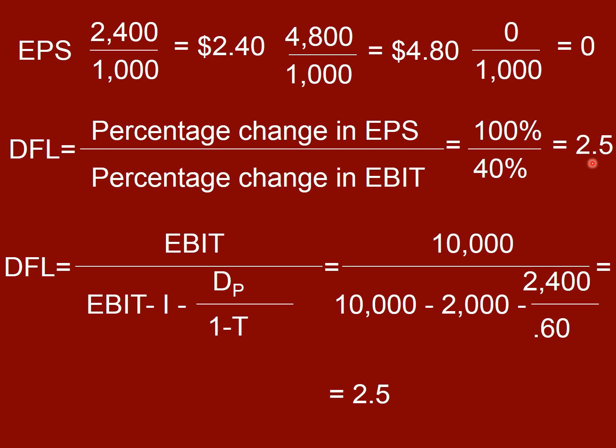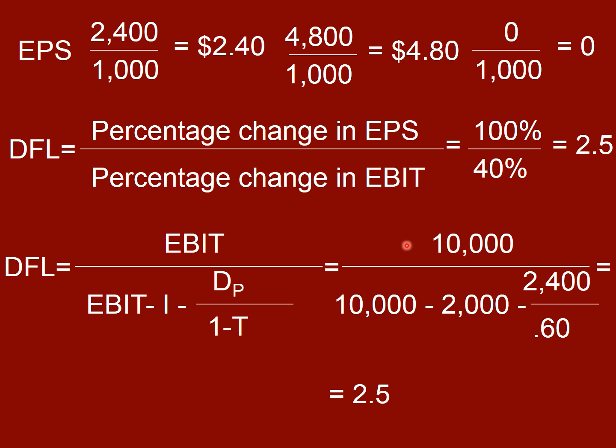Now again, we have a more direct formula. If you don't want to go through the whole income statement calculations, we have a more direct formula that will give us exactly the same answer. And so that more direct formula for the degree of financial leverage is to take EBIT and divide that by EBIT again, minus your interest expense in dollars, minus your preferred dividend in dollars, but you divide the preferred dividends by 1 minus the tax rate. We make that adjustment because dividends are paid after taxes.